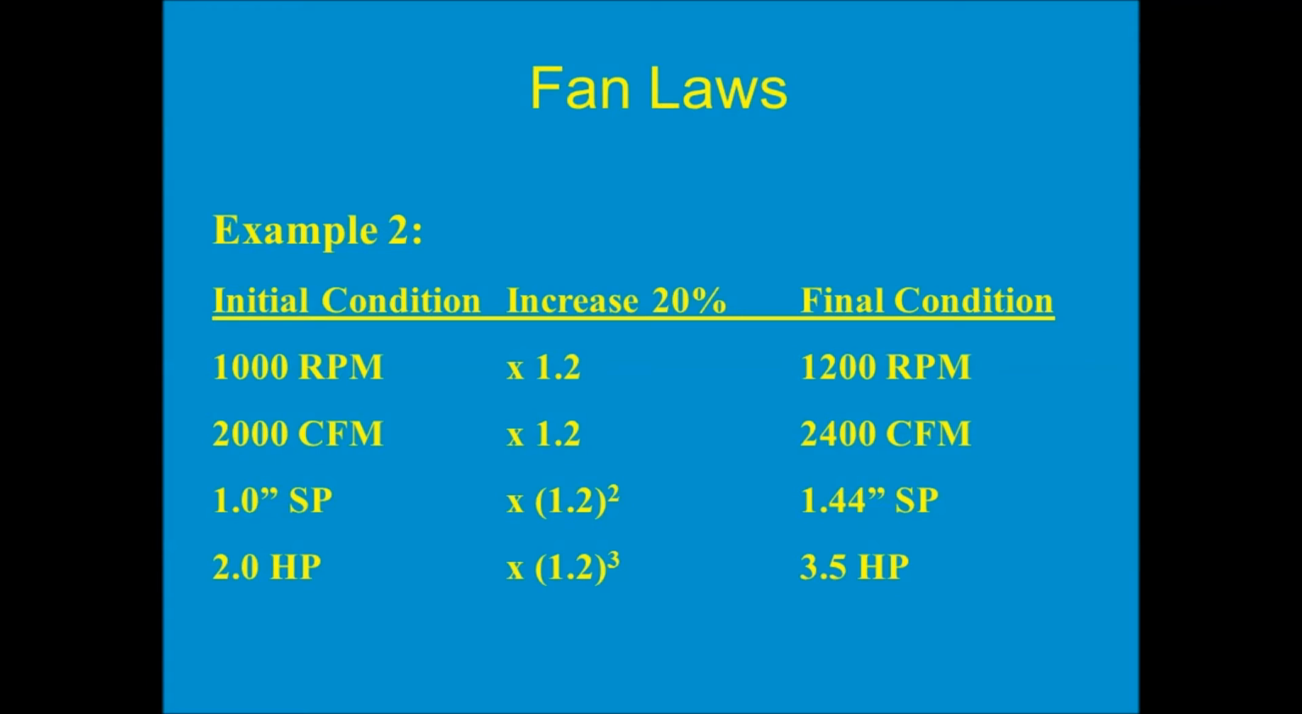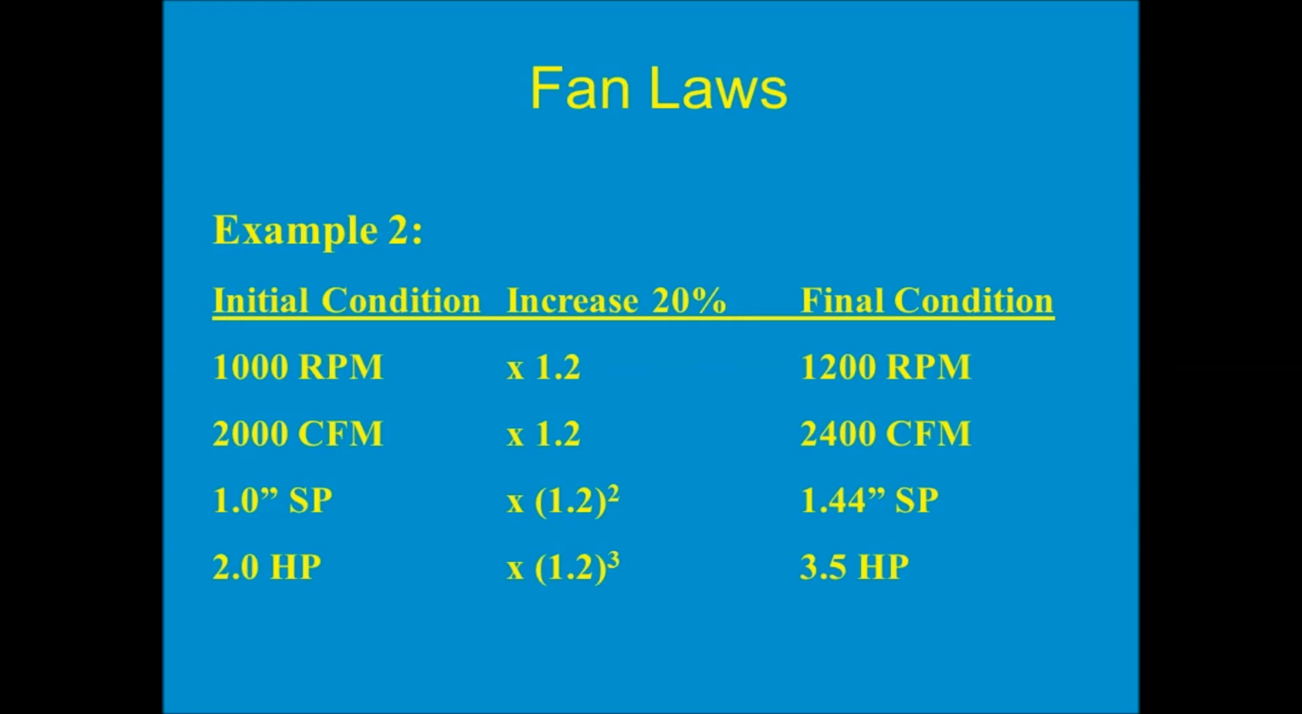Let's look at example number 2. Same exact initial conditions. 1,000 RPM, delivering 2,000 CFM, 1 inch of pressure, and 2 horsepower. Now, if for whatever reason we need to get more airflow out of that fan, and let's just say we need 20% more, well, we need to increase the speed 20%. The RPM goes up 20%, and we'll get 20% more airflow. In this case, the RPM goes to 1,200, and the CFM will be 2,400.